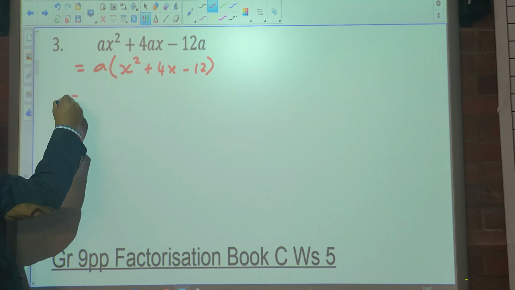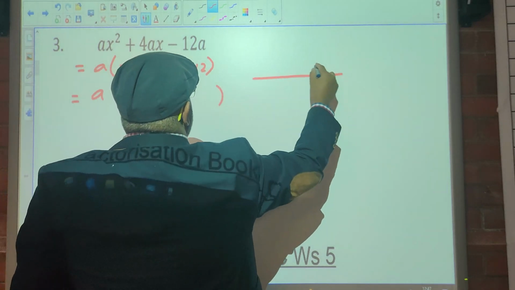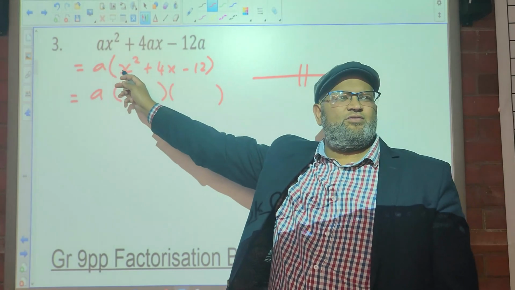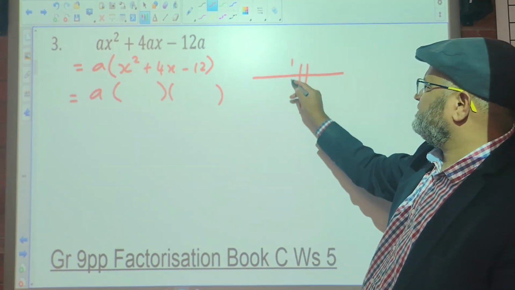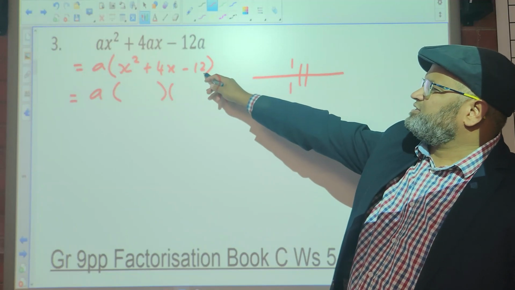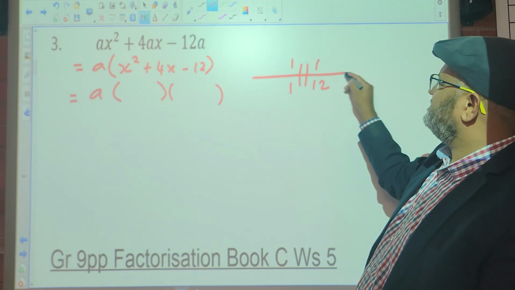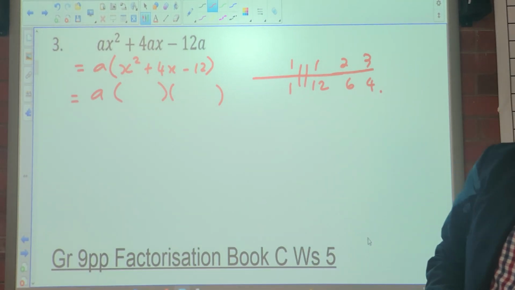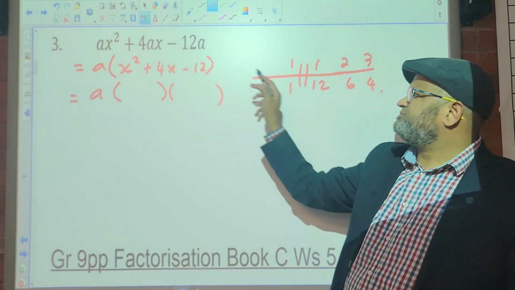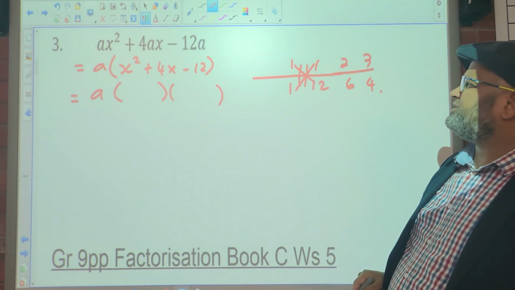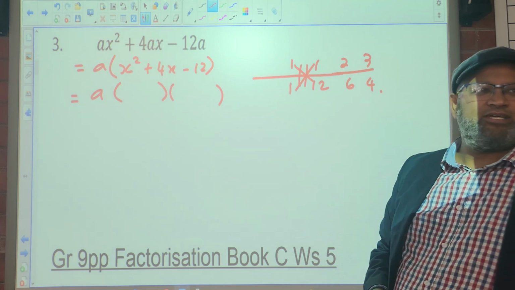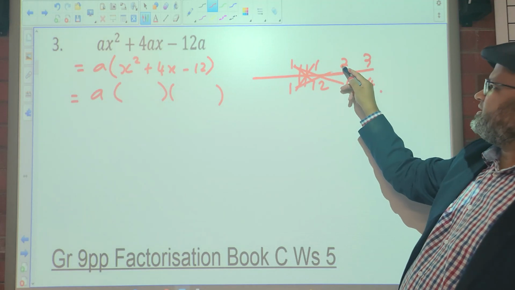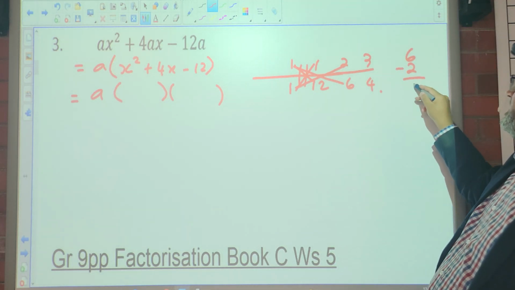Trinomial. Okay, so we check what are the factors. On the left hand side of the barrier goes the coefficient of x squared, which is 1 and 1. And on the right hand side, the factors of 12 are 1 and 12, 2 and 6, 3 and 4. We add and subtract the products. Subtract because that is minus. So 1 times 12 is 12, 1 times 1 is 1, 12 minus 1 is 11. I'm looking for 4. 1 times 6 is 6, 1 times 2 is 2, subtracted, you get 4.